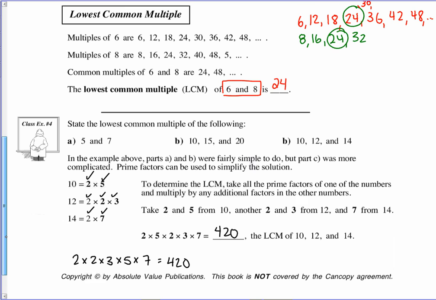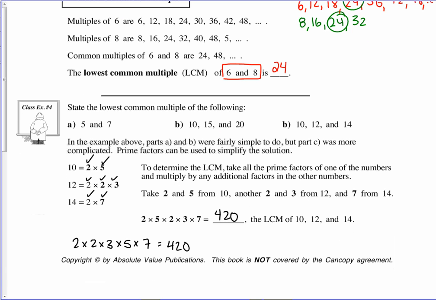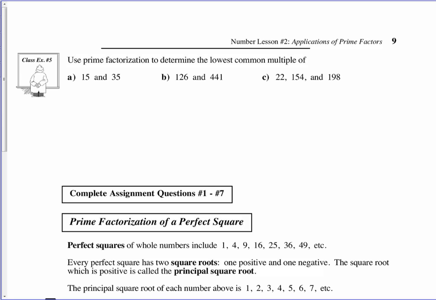So let's move on to the next page. Okay, and let's skip A and go straight to B. Those numbers are lame. Let's try B.